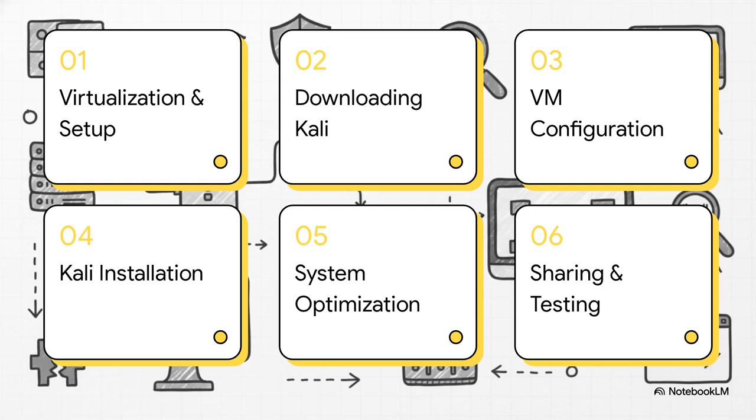We're going to tackle this setup in 6 easy phases today. First, virtualization and VirtualBox. Second, downloading Kali Linux. Third, virtual machine setup. Fourth, Kali Linux installation. Fifth, system optimization. And finally, sharing and testing.